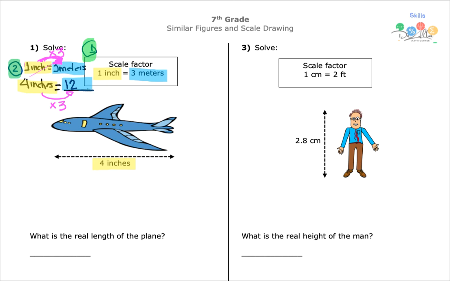The units will be the same units that I have here. That's how it works on proportions. 12 meters. So what is the real length of this plane? And the answer is 12 meters. So remember, to solve your scales, you can have two strategies.